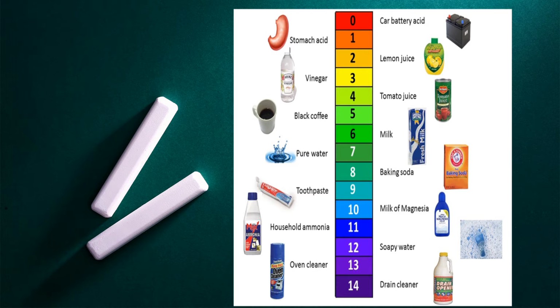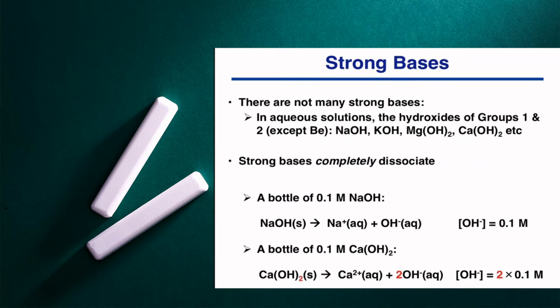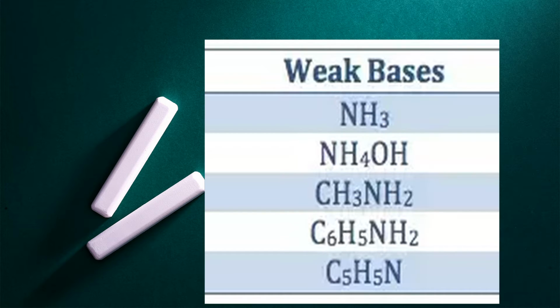On the basis of their strength, bases are classified as: A. Strong bases. Strong bases are those bases which completely dissociate into their ions in aqueous solutions. Example: sodium hydroxide, NaOH, potassium hydroxide, KOH. B. Weak bases. Weak bases are those bases which do not completely dissociate into their ions in aqueous solutions. For example, ammonium hydroxide, NH4OH.